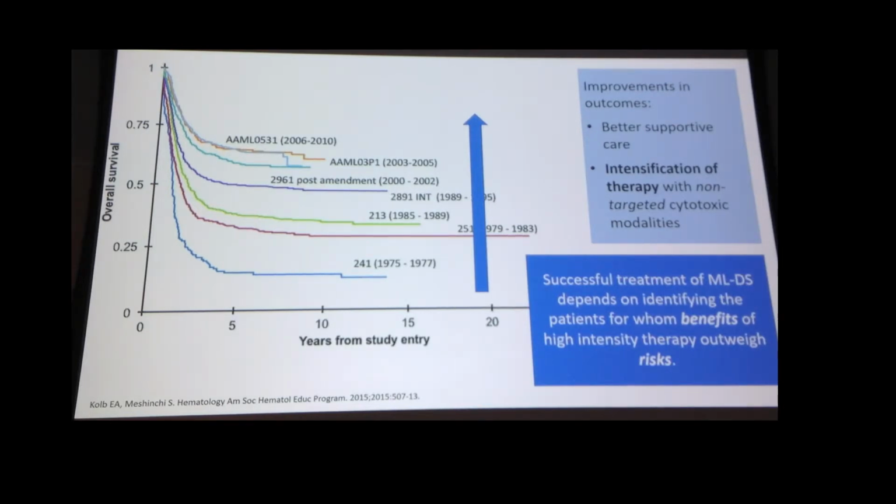So we're in this situation for Down syndrome kids. If the only thing in our armamentarium is to increase the intensity of treatment, we know that we can't slam these children with intense chemotherapy because that causes too many toxicities. Successful treatment of myeloid leukemia in Down syndrome really depends on identifying the patients for whom the benefits of intense chemotherapy outweigh the risks of toxicities in this vulnerable group of patients. To figure out which group of patients is which, we need prognostic markers.